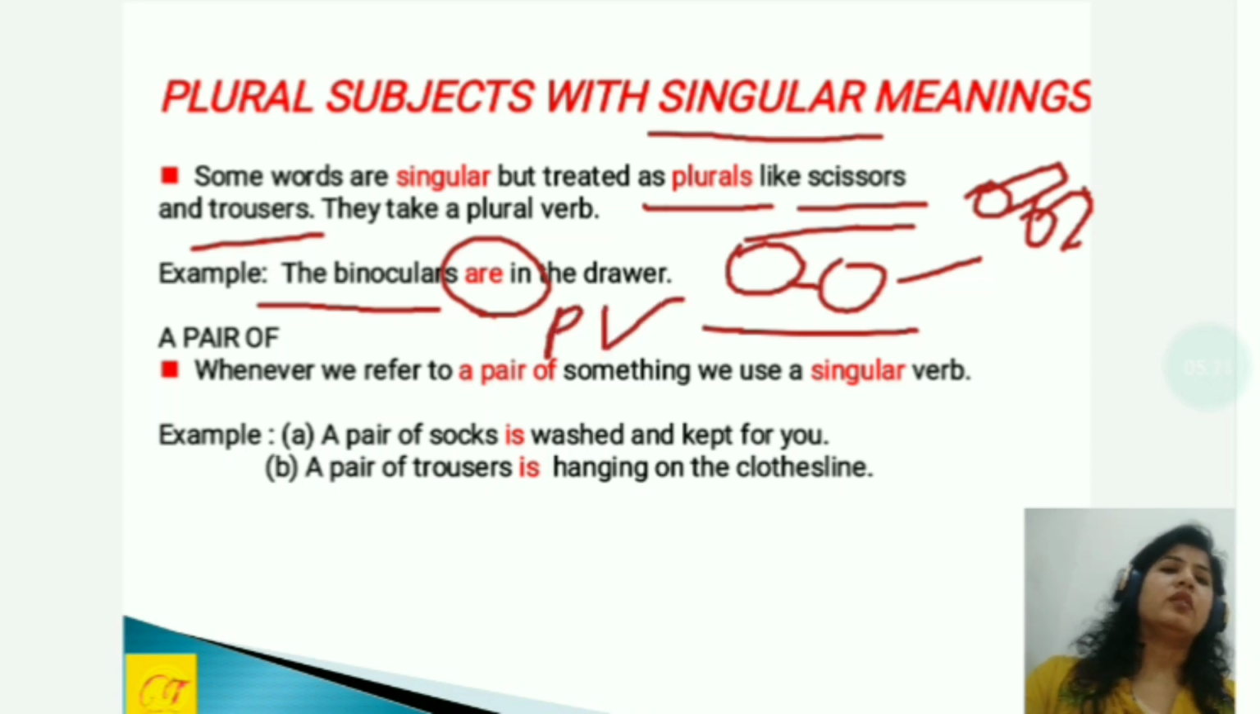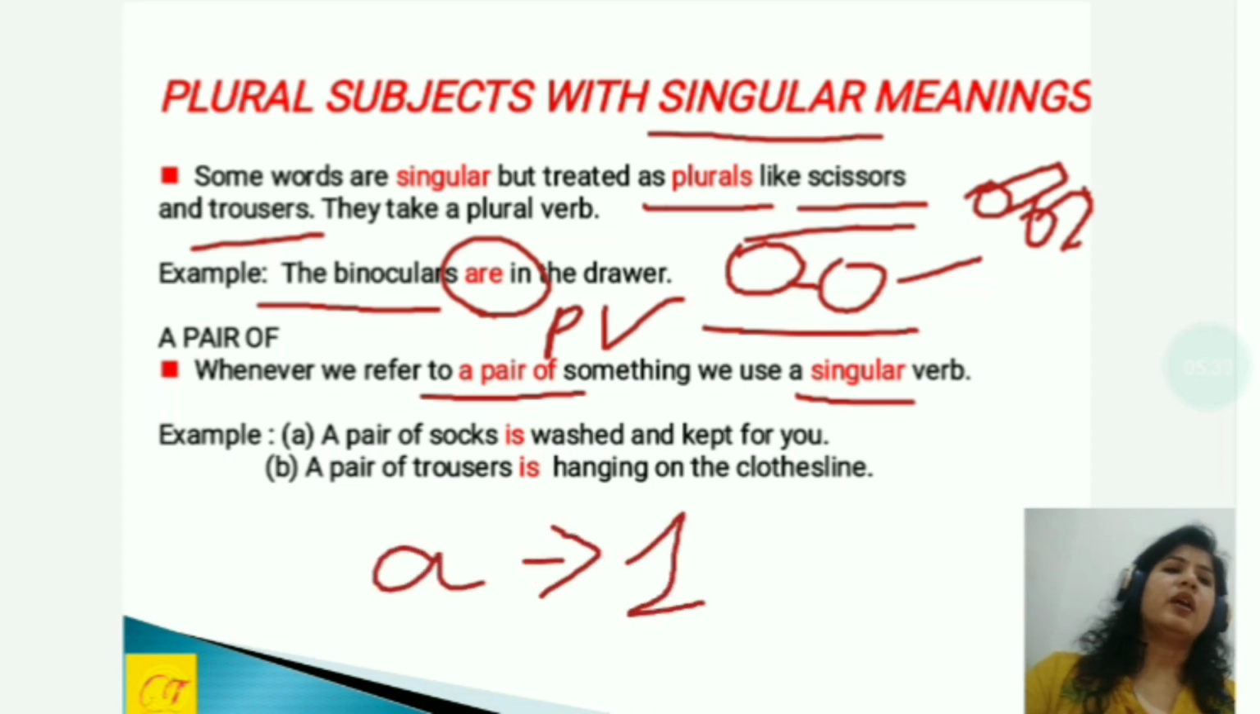Right, but whenever we refer to a pair of, if this phrase is added with that particular subject, a pair of, then we use a singular verb. A means one. A pair of socks is kept for you. A pair of trousers. Alright? That means one. That's why a singular verb is used.